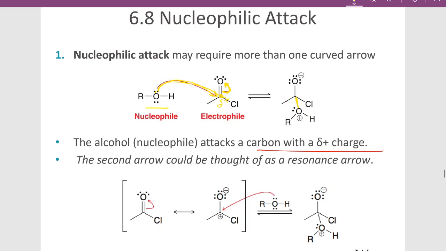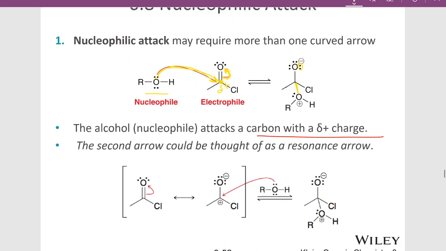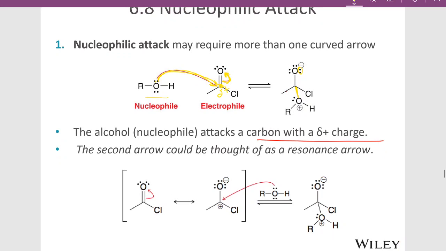So this pi bond becomes a lone pair, and here is the lone pair that was the pi bond, okay? So it took 2 arrows to effect that step. Now, the alcohol is going to attack the carbon that has a partial positive charge. That's because it's the electrophile, and the alcohol is acting as a nucleophile because it has that region of high electron density, those lone pairs.